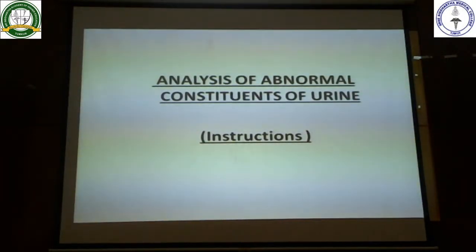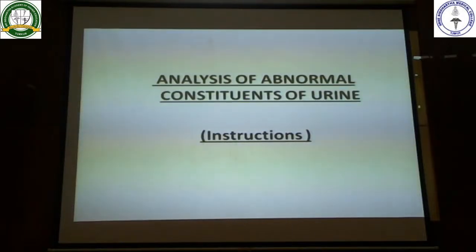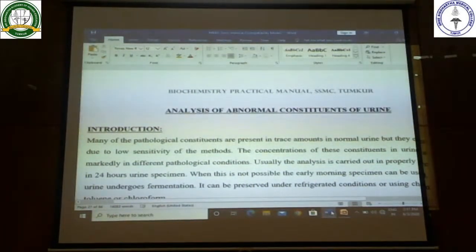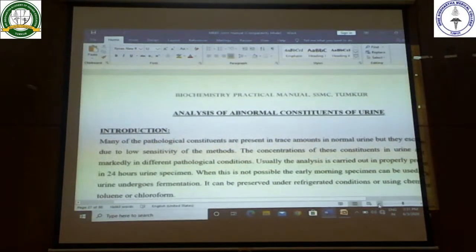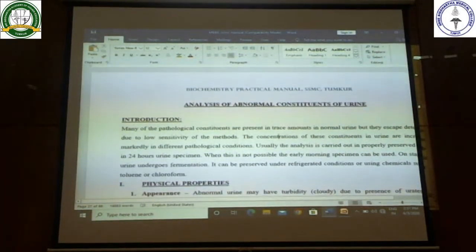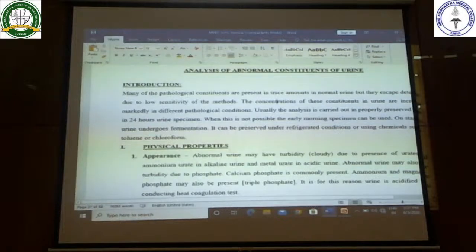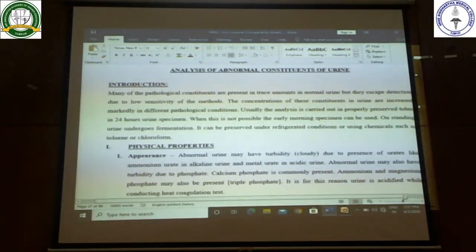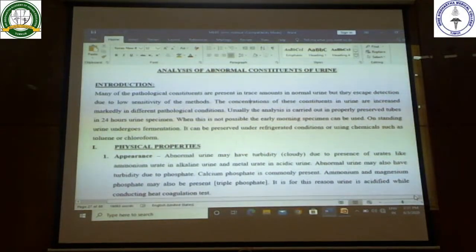Now we'll have a look at what are the abnormal constituents that can be present in urine. So please refer to page number 27 in the manual that I have sent you. We'll just shift there. So here you can see, how do we preserve the urine? Preservation of urine already has been taught to you. So you use toluene or chloroform.